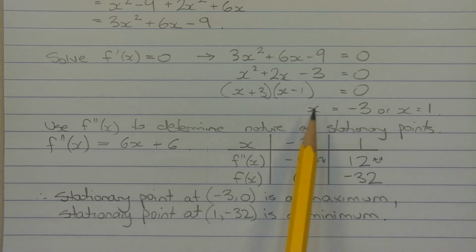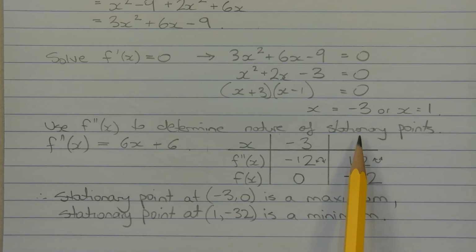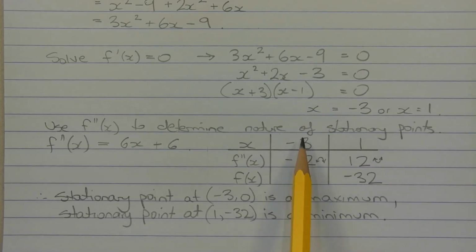So I'm going to summarize my findings in a table of values. Our two stationary points are at x equals negative 3 and at x equals 1. We need the y values, or the function values, that correspond to negative 3 and 1. So that's why this table has 3 rows. The value of the second derivative when x equals negative 3 is negative 12. That means it's concave down at that stationary point, which means the stationary point where x equals negative 3 is a maximum. And when x equals 1, the value of the second derivative is positive 12. That means it's concave up, which means that stationary point is a minimum.